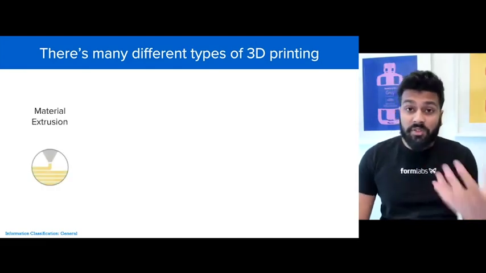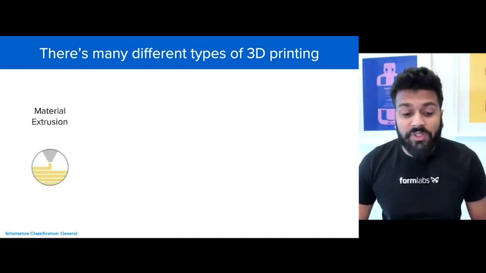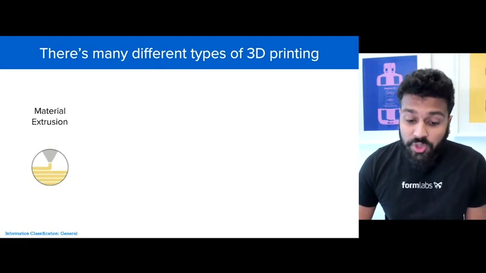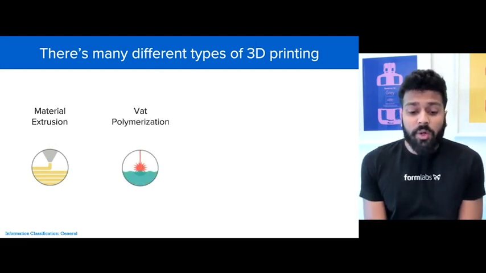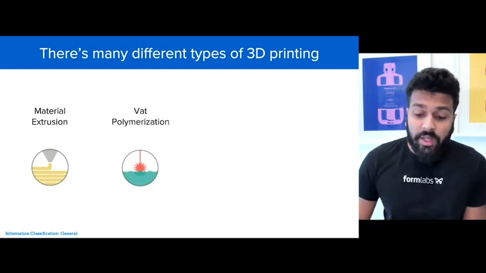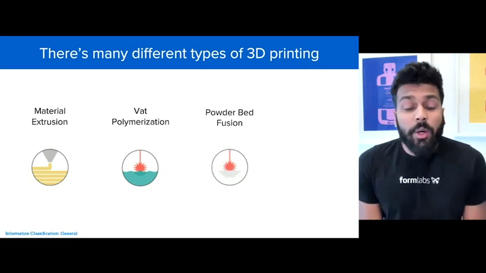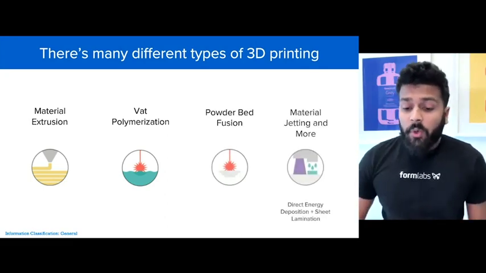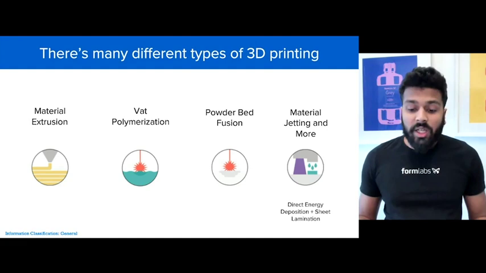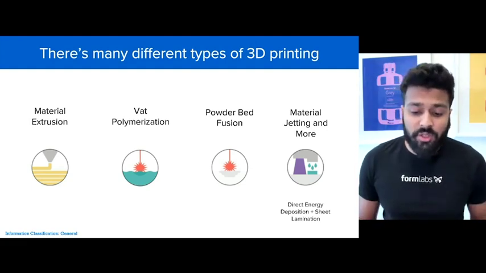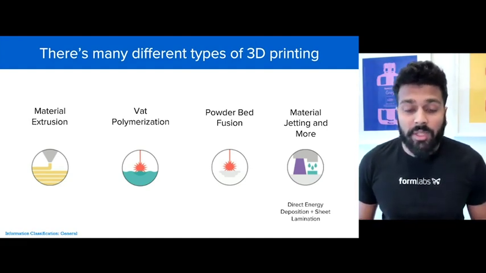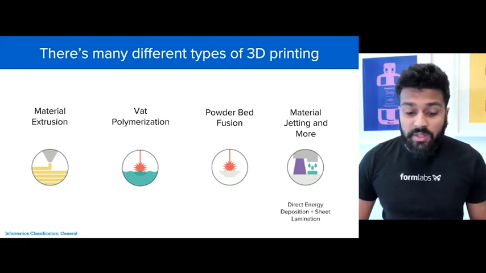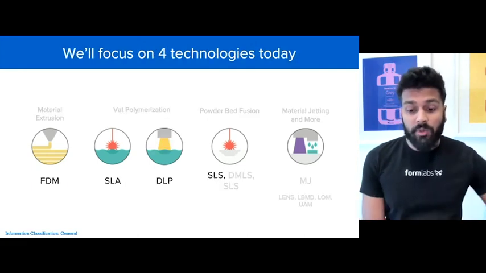And so when it comes to that, there's some categories. Let me show you. First is a category of material extrusion. Second is the category of vat polymerization. Third is the category of powder bed fusion. And fourth is a category of material jetting, and a couple others like direct energy deposition and sheet lamination. Now, in today's presentation, I've highlighted what we're going to focus on.